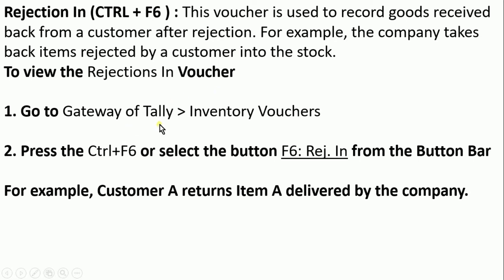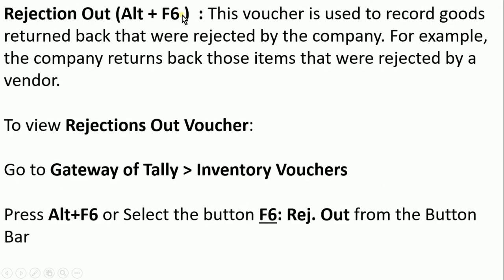To view the rejection in voucher, go to Gateway of Tally, Inventory Voucher, and press Ctrl plus F6 or select the button Rejection In from the button bar. In the same way, rejection out. This voucher is used to record goods returned back that were rejected by the company.